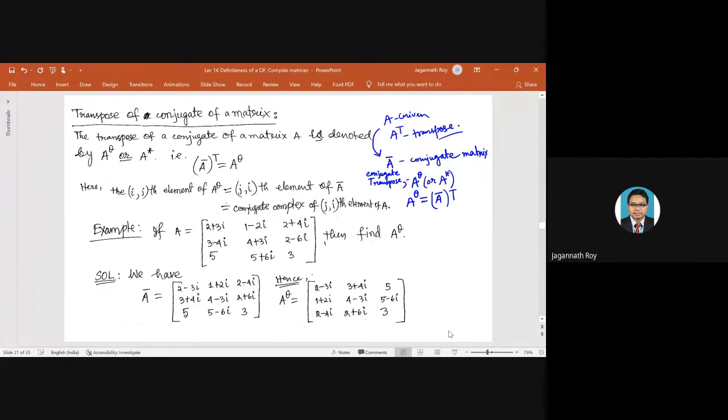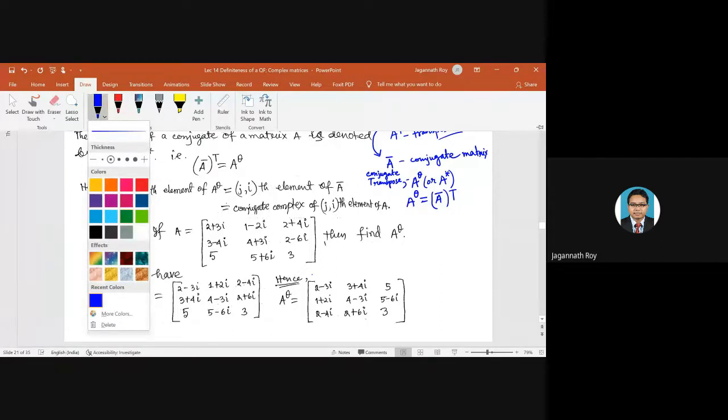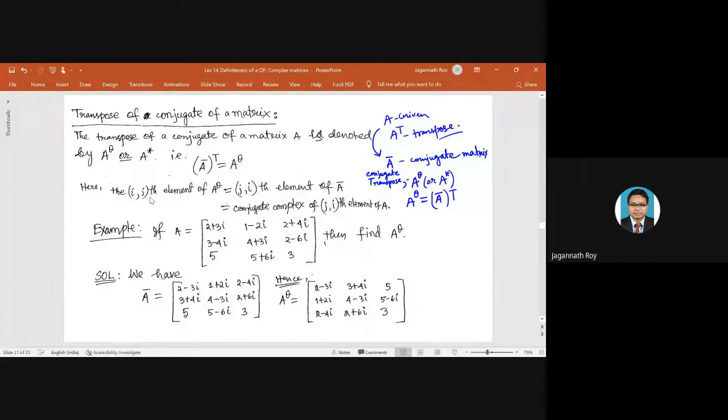Now there is another concept called the transpose of the conjugate matrix. If we take the transpose, what happens? The rows become columns and the columns become rows. But for a complex matrix, there is a new concept called the transpose of the conjugate matrix. That means first we have to take the conjugate and then we have to transpose it.